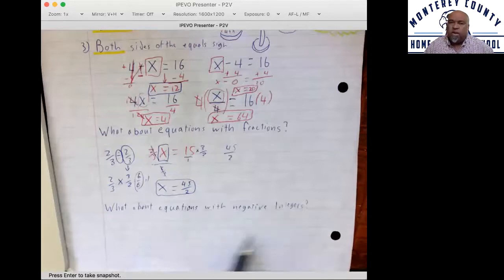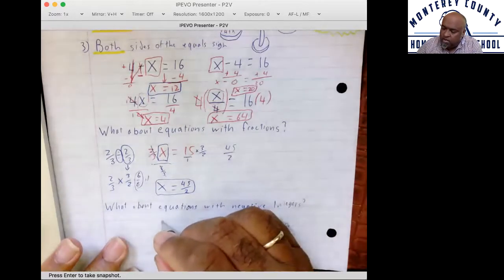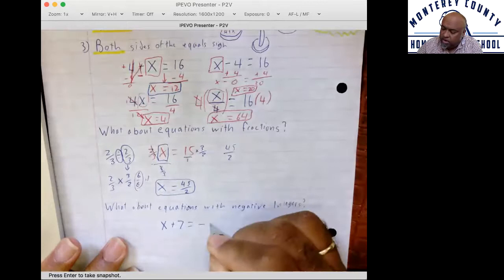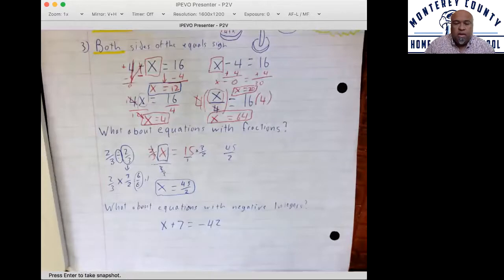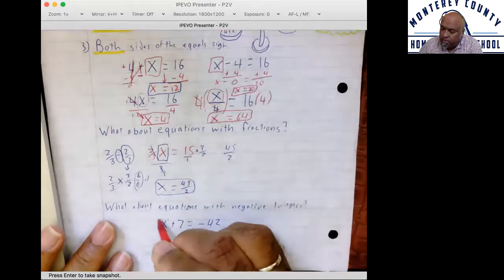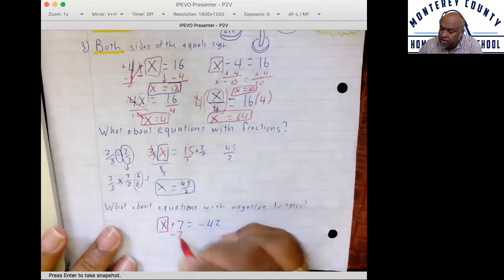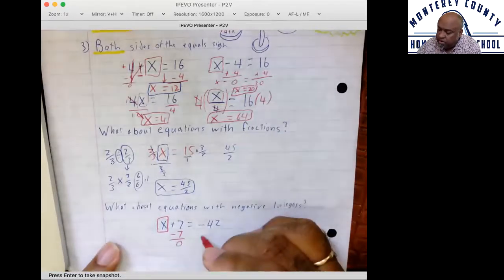What about equations with negative integers? Okay, so let me just give you an example equation. We'll go x plus 7 is equal to negative 42. Okay, let's follow the steps. And the answer is, with negative integers, you still follow the steps the same way. Isolate the variable by opposite operation. 7's been added, so I subtract 7 to both sides of the equation.